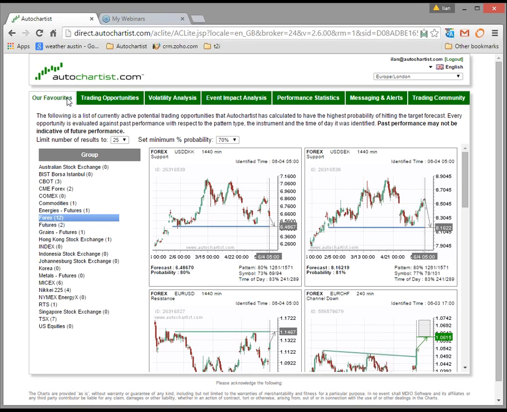Our favorites. This is the service that can be found on our mobile application. So if you all go to either the iTunes store or the Google Play Store, and you search for Autochartist, you'll find our mobile application.